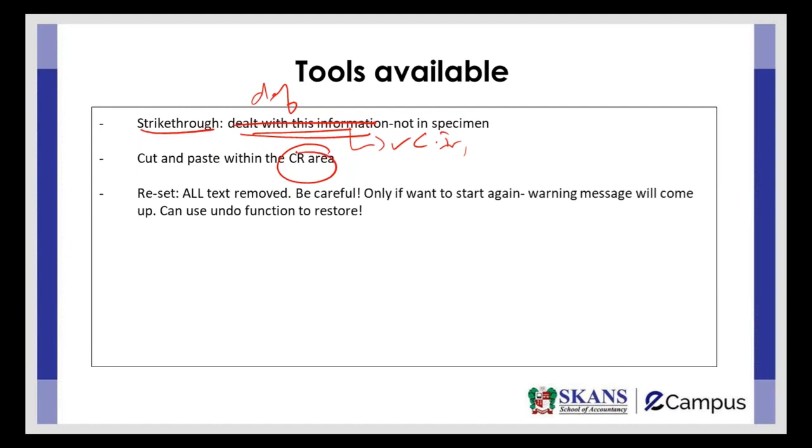You can copy and paste, cut and paste within the answer area. You cannot copy from the question to the answer, but within the answer area, you can copy and paste things as well. There's a reset button. Be very careful if you use this, because whatever you have typed up will be removed. Only press this if you want to start again. There will be a warning message to say, are you sure you want to do this? If you have accidentally reset it and pressed OK to the warning message, you can still undo it. So nothing is gone, and the undo function will restore whatever you have reset.